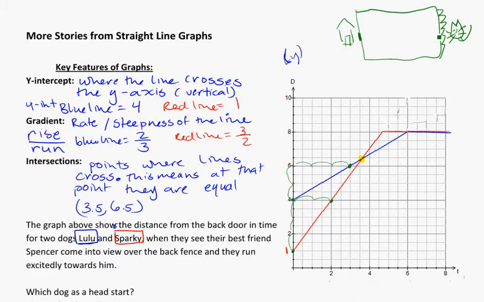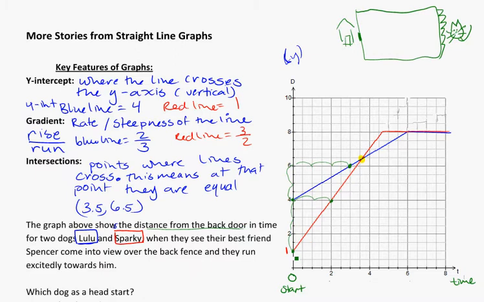So, looking at this graph, let's see if we can draw in where Lulu would be and where Sparky would be. Because the first question is asking us which dog has a head start. So where's the start going to be on this graph? This axis is in time, so it's kind of showing us from the start of time to when they've met Spencer. So you can think about the start being at 0. So at 0, who's closer to the back fence? Because this distance here is the distance from the back door in time for the two dogs, Lulu and Sparky.